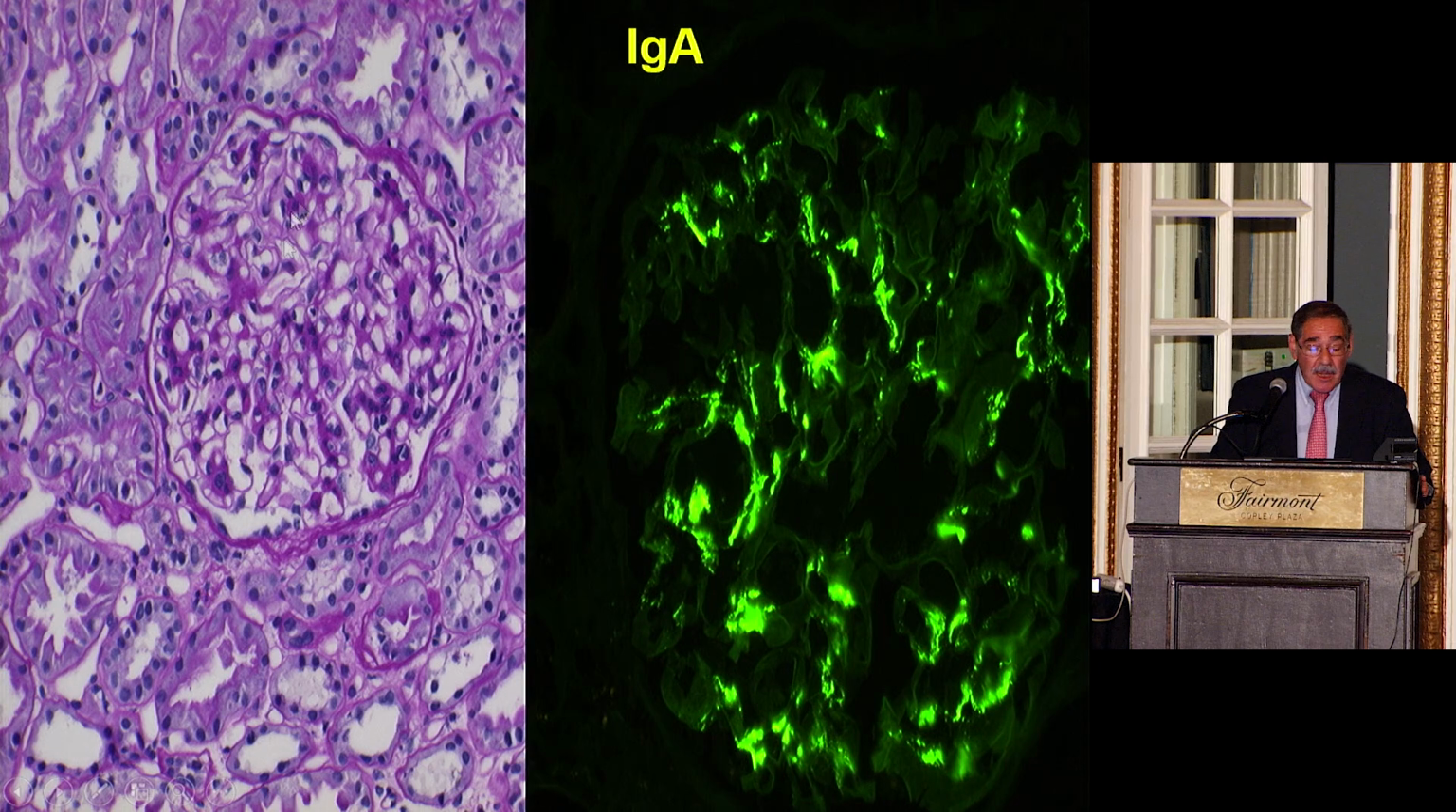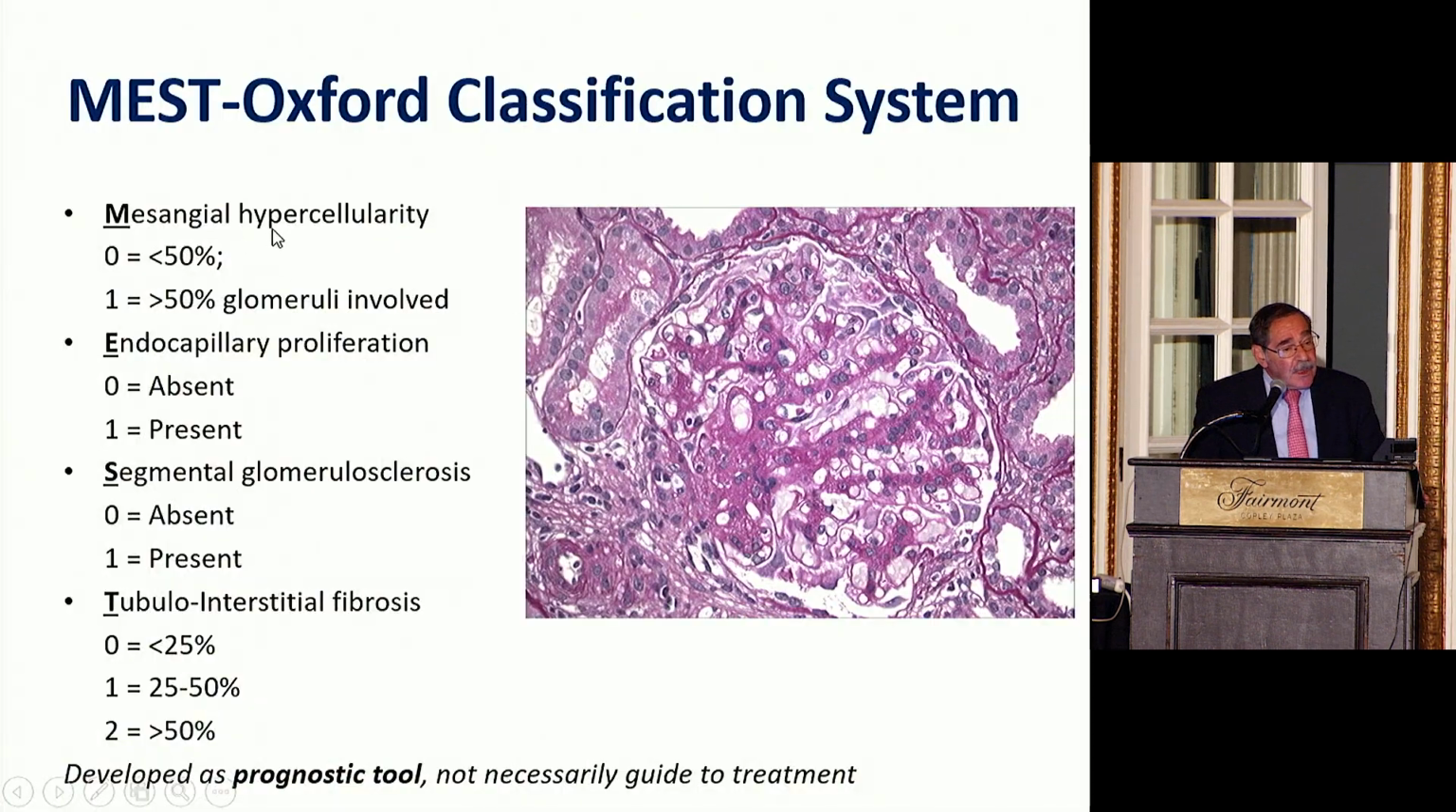Now, if we look at the pathology, this is a typical glomerulus with a little bit of mesangial proliferation, more than 4 cells at areas away from the vascular pole. But here's our IgA deposit in there. Obviously, you can have many different pictures on pathology, not just this simple one. The Oxford classification, which many people used to call the MEST classification, looked at mesangial hypercellularity, endocapillary proliferation, segmental glomerulosclerosis, and tubulointerstitial fibrosis. I want to point out a couple of things.